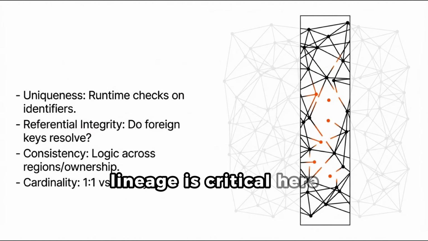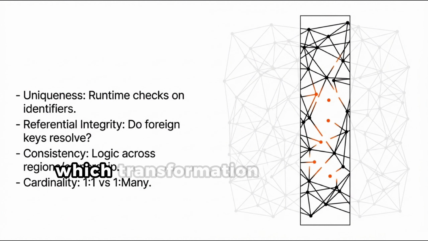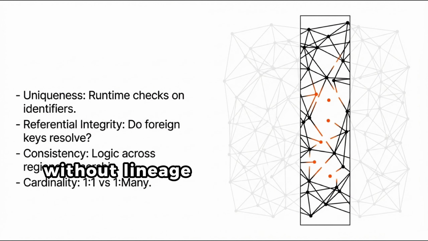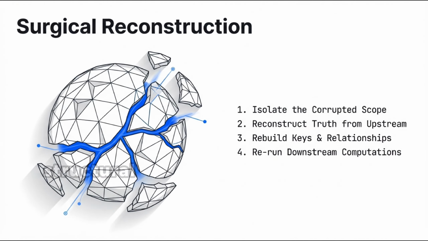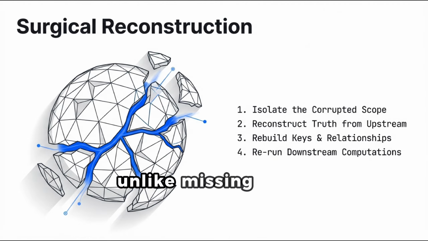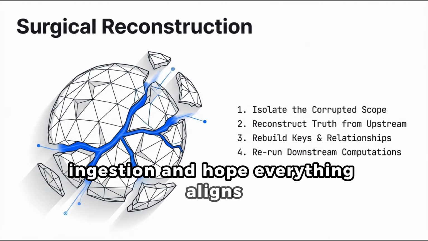Lineage is critical here. When structural corruption appears, you need to trace which transformation introduced the inconsistency. Without lineage, debugging becomes guesswork. Now let's talk about repair. Structural corruption repair requires caution. Unlike missing fields, you can't simply replay ingestion and hope everything aligns.